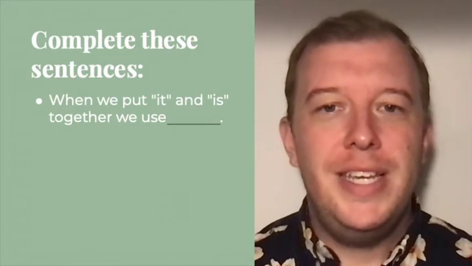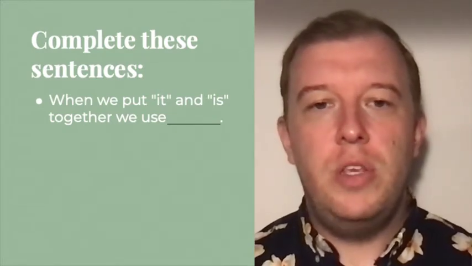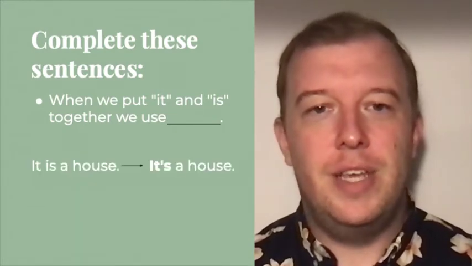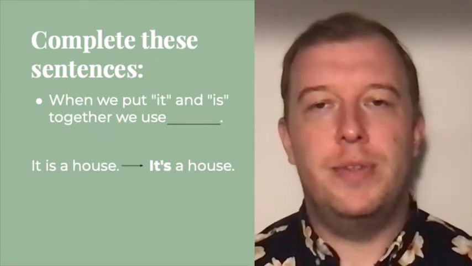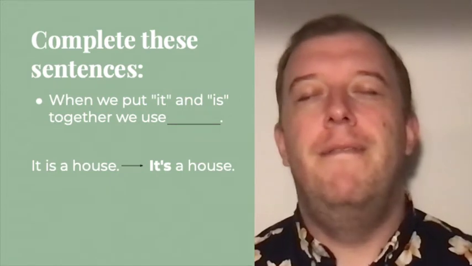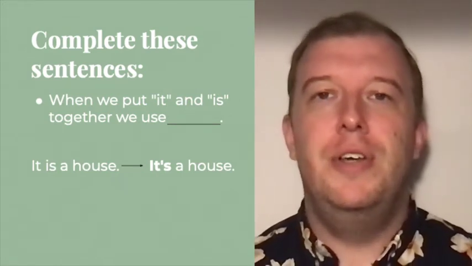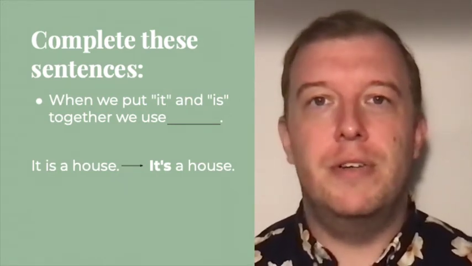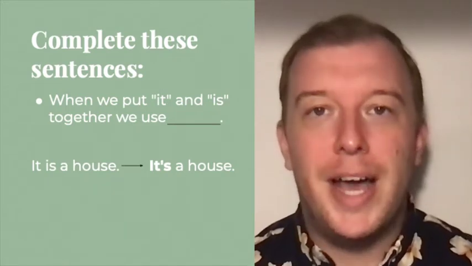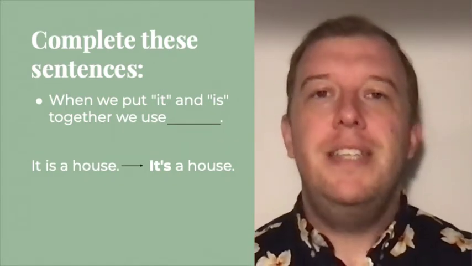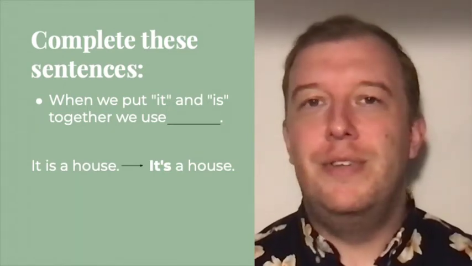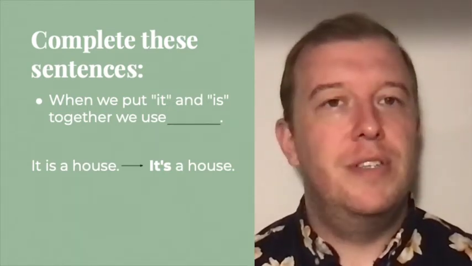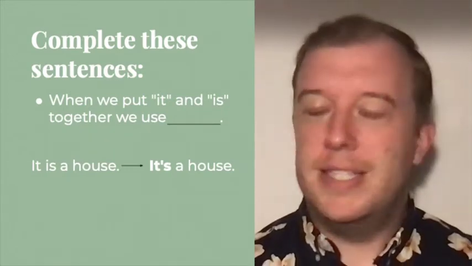When we put it and is together, we use it's. Okay, so it is a house becomes it's a house. This is very common in English. You will hear native English speakers saying this all the time. In fact, it is a house sounds very formal to a native English speaker. So more often you'll hear it's a house.